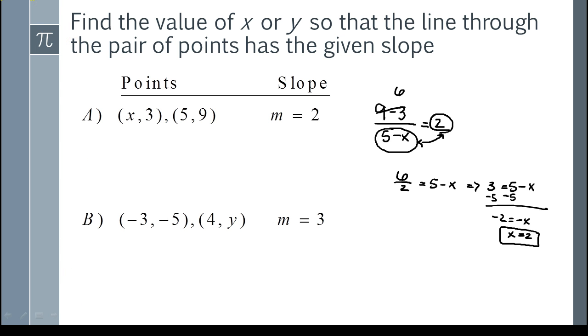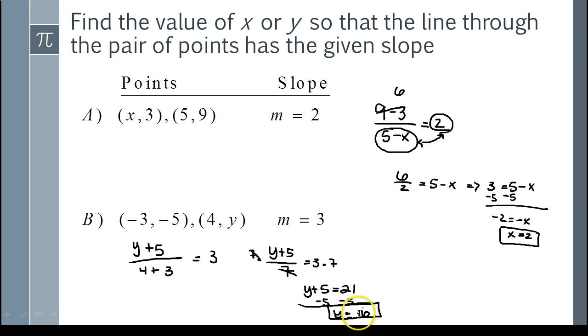Go ahead and hit pause and then do letter B on your own, and we'll check answers in a second. We should have gotten y equals 16 for an answer. I chose to do y minus my -5 and then 4 minus a -3 for my slope. I only picked it that way because it made the negatives go away. It doesn't matter if you did it the other way. Still would have ended up with my answer.